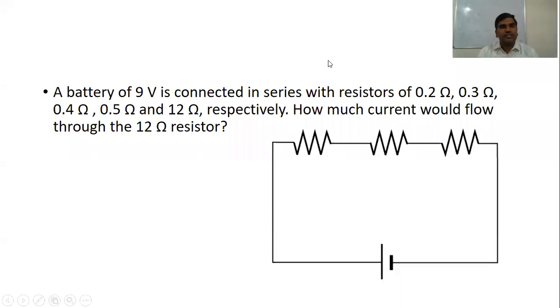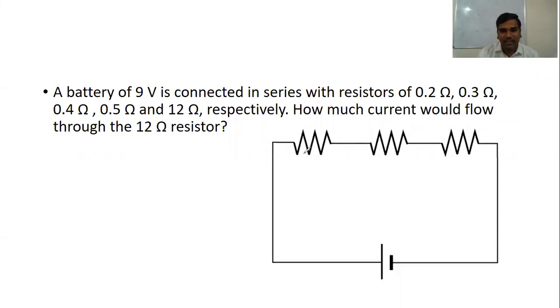The next question is, a battery of 9 volt is connected in series with resistors of 0.2 ohm, 0.3 ohm, 0.4 ohm, 0.5 ohm and 12 ohm respectively. How much current would flow through the 12 ohm? Remember, here all the resistors are connected in series. So when they are connected in series, we will be having the same amount of current, no doubt about it.